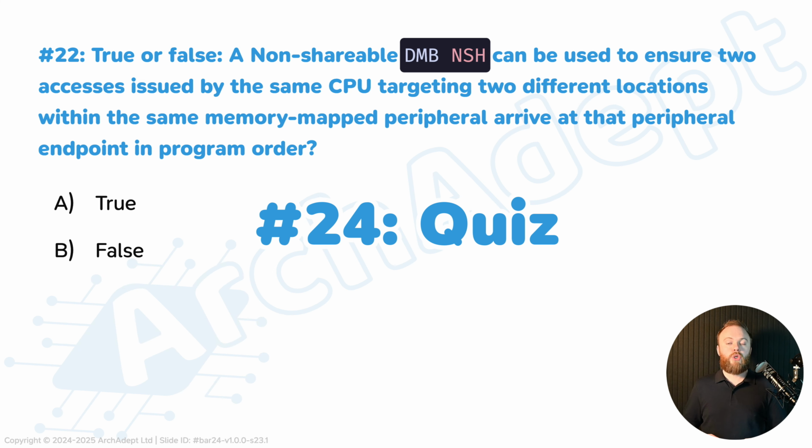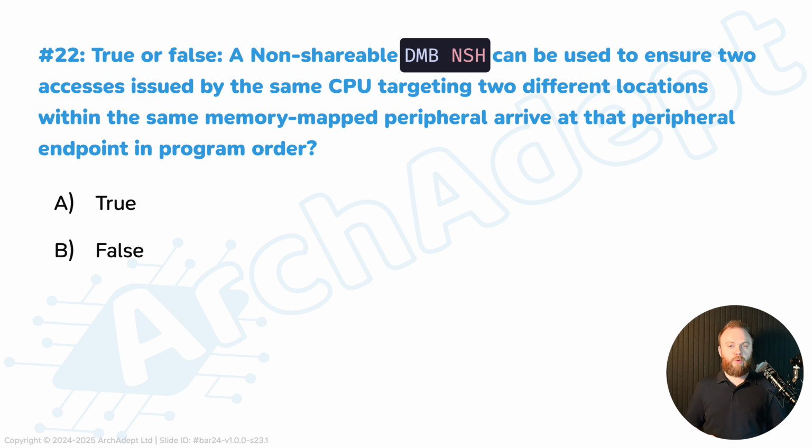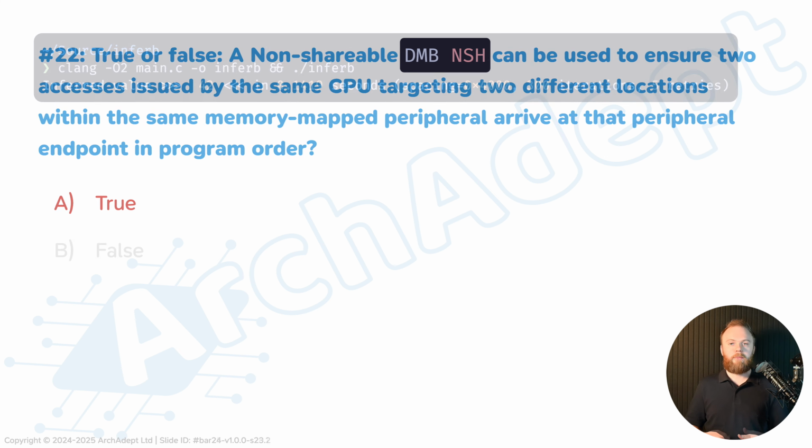Question 22. True or false? A non-shareable DMB NSH can be used to ensure that 2 accesses issued by the same CPU targeting 2 different locations within the same memory-mapped peripheral will arrive at that peripheral endpoint in program order. Answer in 5, 4, 3, 2, 1. This is true, as we also saw back in Lesson 23.